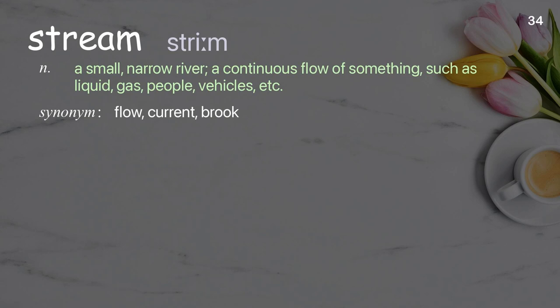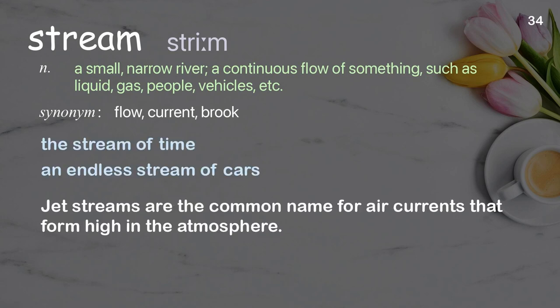Stream. A small, narrow river, a continuous flow of something, such as liquid, gas, people, vehicles, etc. Examples: the stream of time. An endless stream of cars. Jet streams are the common name for air currents that form high in the atmosphere.